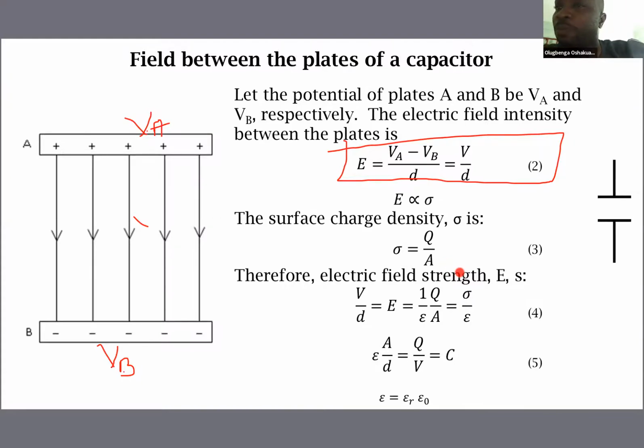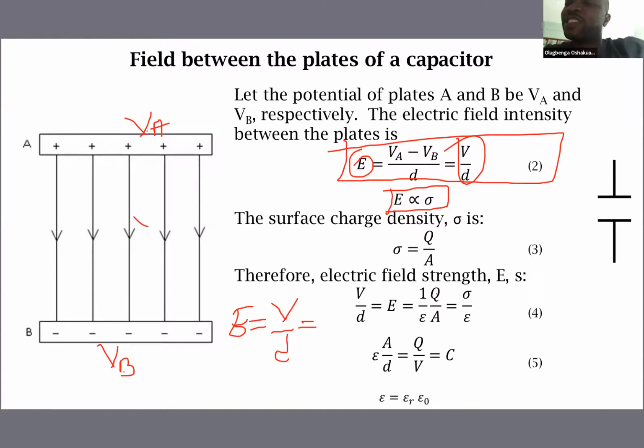Then, trying to relate equation 3 to equation 2, we can have equation 4. From equation 2, we said E is equal to V over D, which will be equal to Q over A. Sorry, I forgot to mention something here.